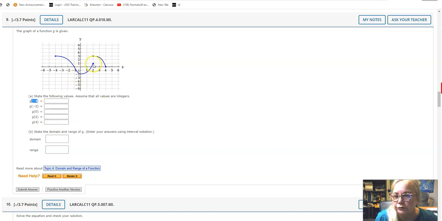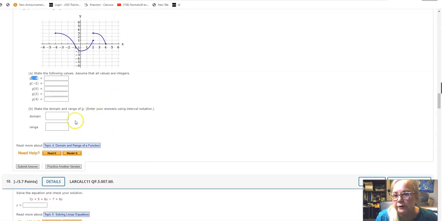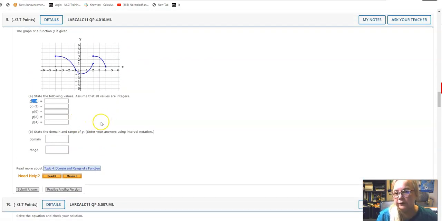G at 2. Here we have 2 points. Which one is correct? The one which has the solid dot. So g at 2 is 1. G at 4 is 0. And now you state the domain, how x changes for this picture.